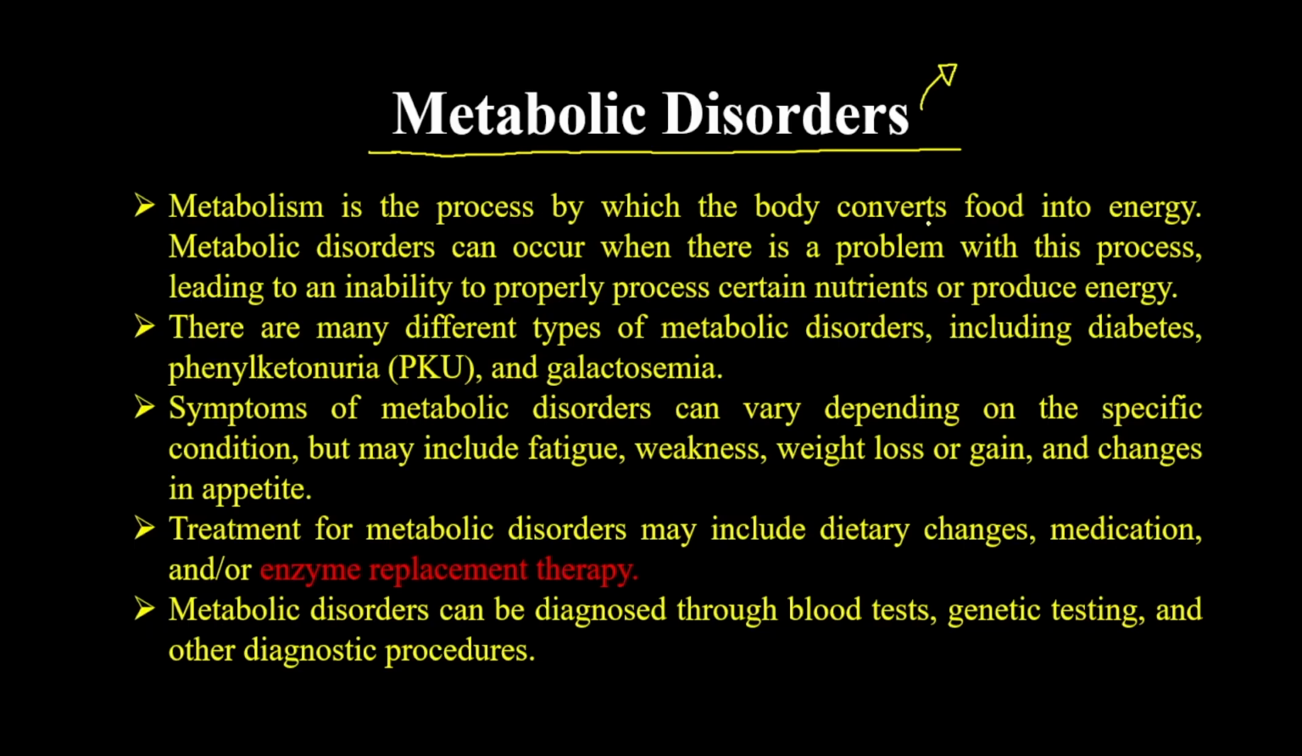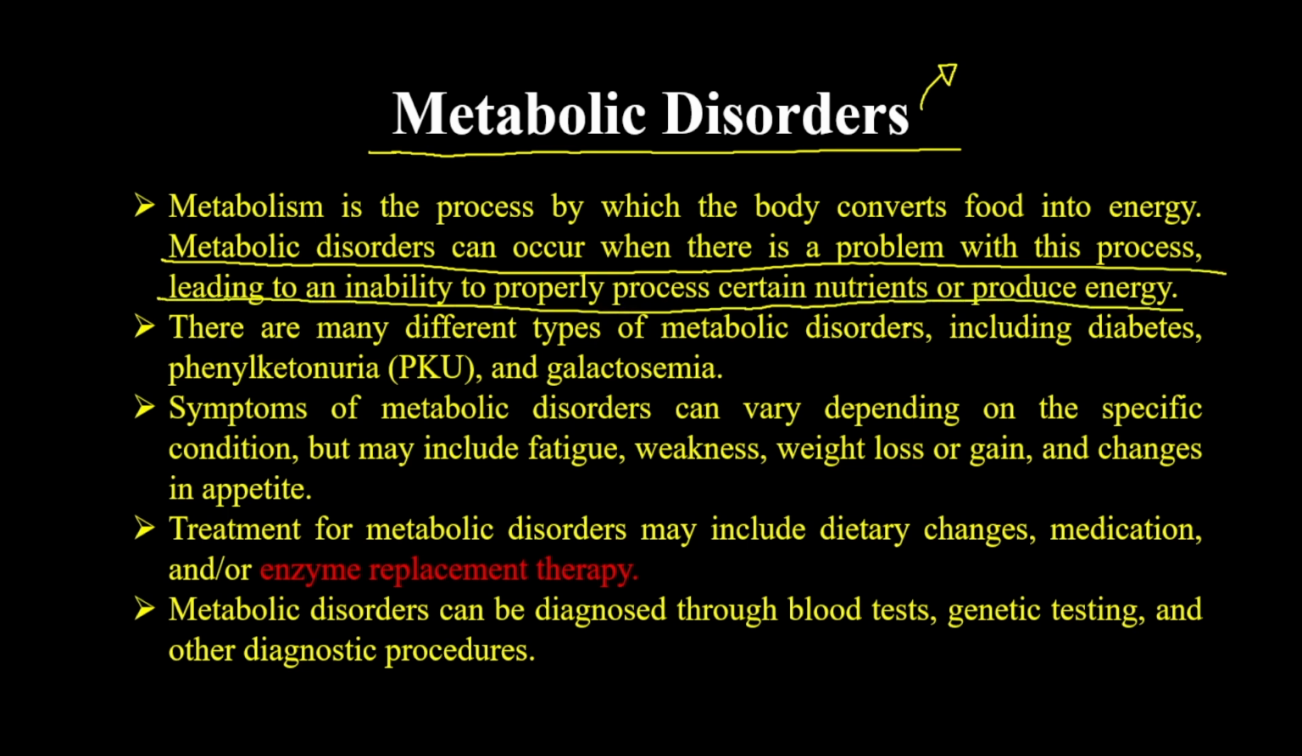disorders. Metabolic disorder means the diseases where you are going to have a disturbance of the metabolites. So metabolism is a process by which the body converts food into energy, right? So a metabolic disorder can occur when there is a problem with the process, leading to an inability to properly process certain nutrients or produce energy. There are many different types of metabolic disorders, such as diabetes, phenylketonuria, and galactosemia.